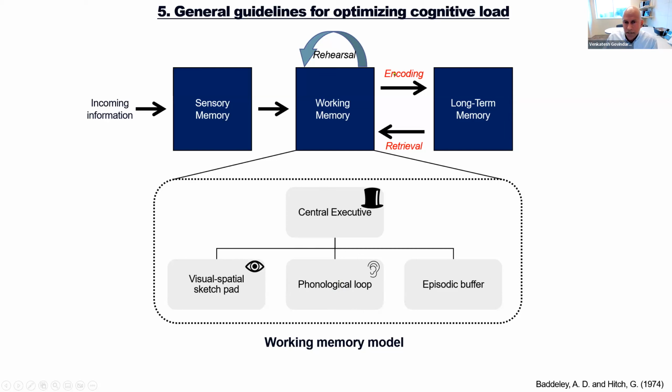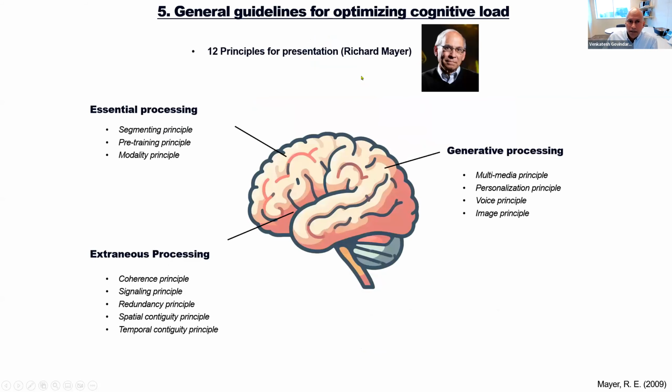The episodic buffer is what communicates with the long-term memory, so it's important both for coding and retrieval. So the good news here is both of these loops, the phonological loop and visuospatial sketchpad, can be simultaneously engaged. If anything, it would be better to do it that way rather than to overload one or both of those loops.